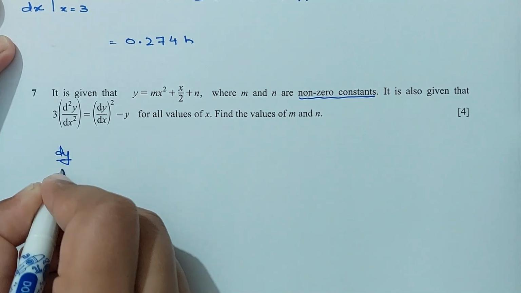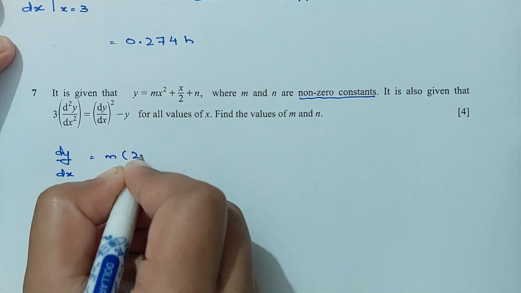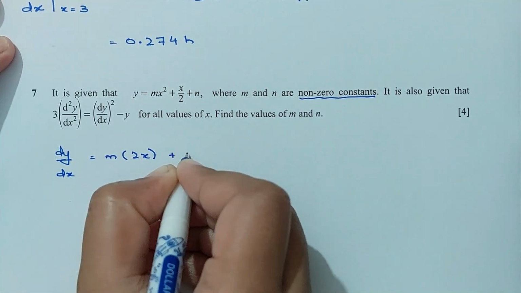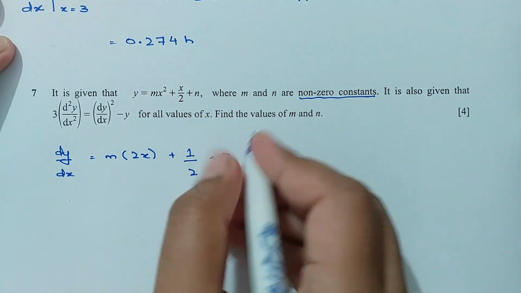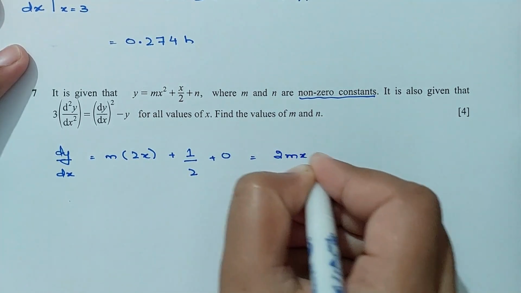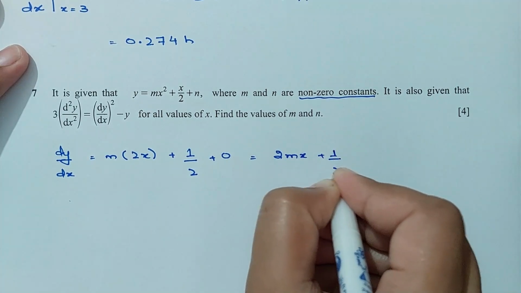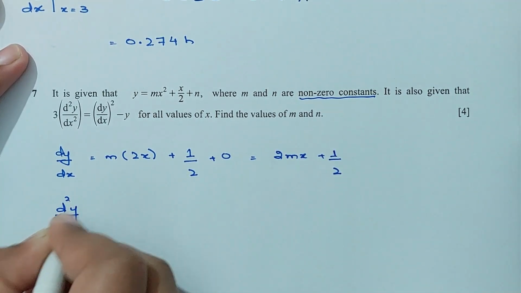dy over dx is going to be, m is constant, x square derivative is 2x, plus x derivative is 1, and 2 is as it is, n is a constant, its derivative is 0. So we can say the first derivative is 2mx plus 1 by 2. Okay, now let's differentiate the second derivative, d2y over dx square.